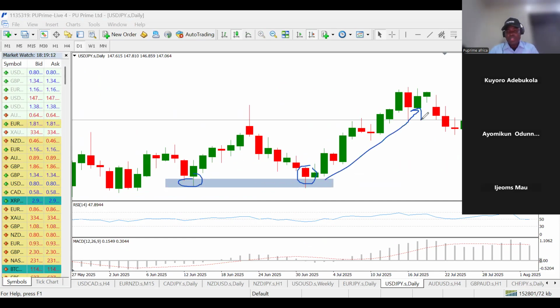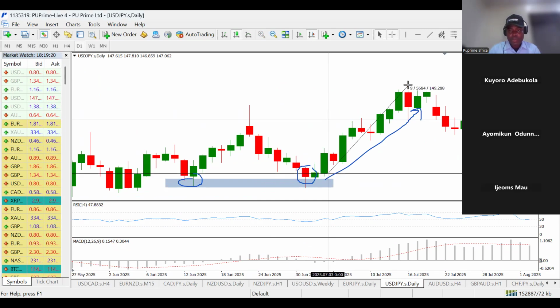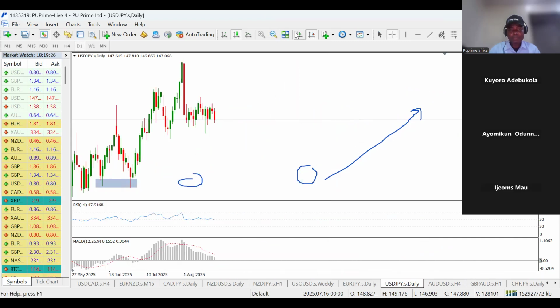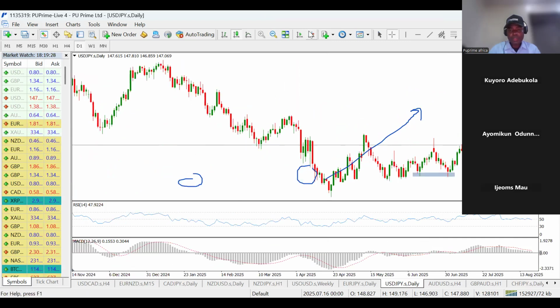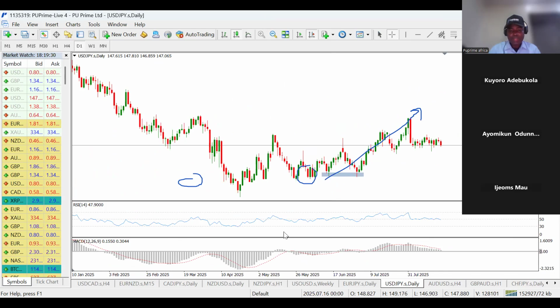Price blew up into the bullish direction. Let's check out the number of pips generated in this move. This generated over 560 pips on the USD JPY. So that's a rejection candle on a support level.